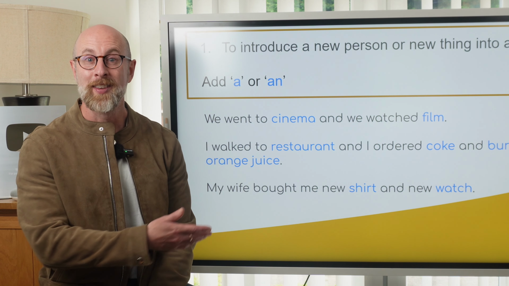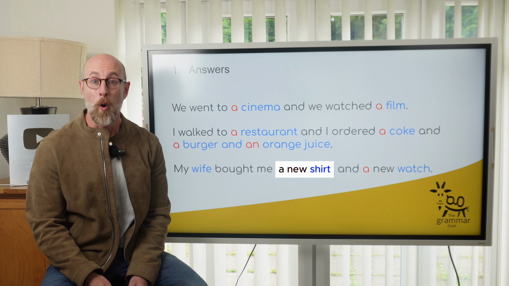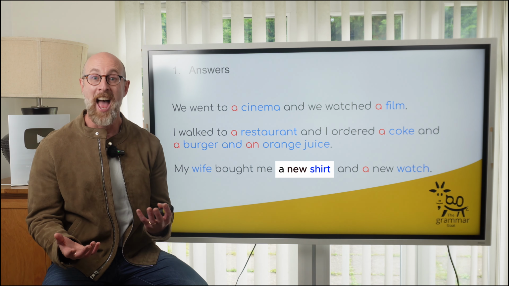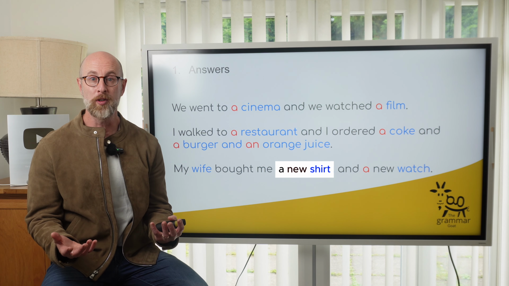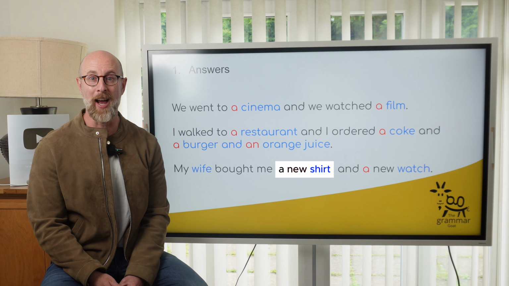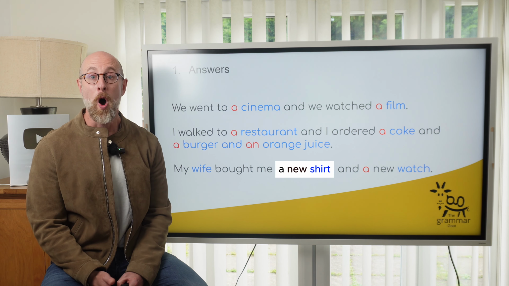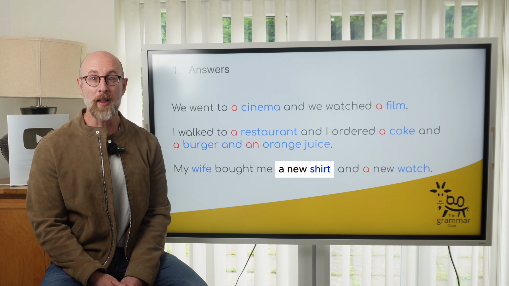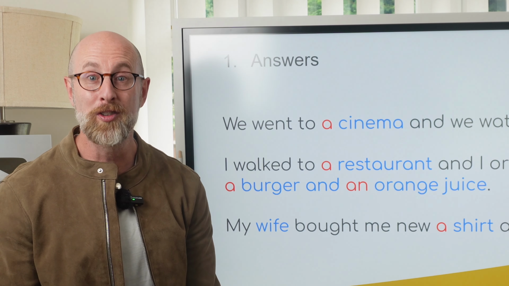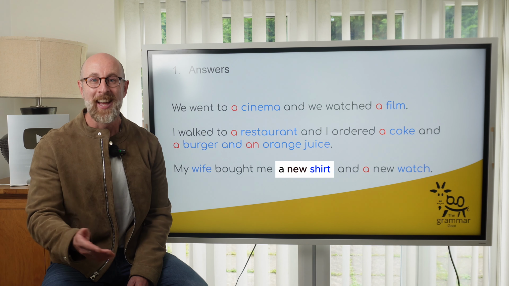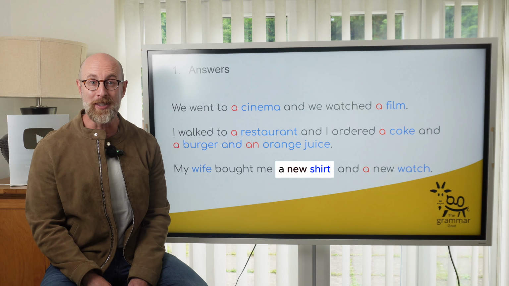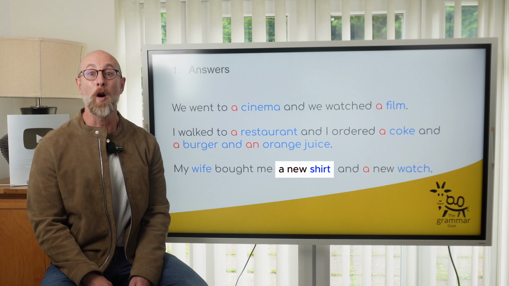Are you ready? Check. I've added all of the indefinite articles. A, or, an. Orange juice, o. O, of course, is a vowel sound. So, an orange juice. All of the other nouns begin with a consonant sound. So we use a. How did you do? Did you make any mistakes? Don't worry if you did. Making mistakes is a natural part of learning.